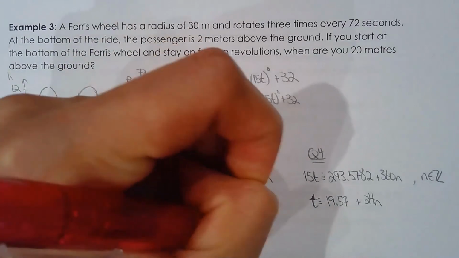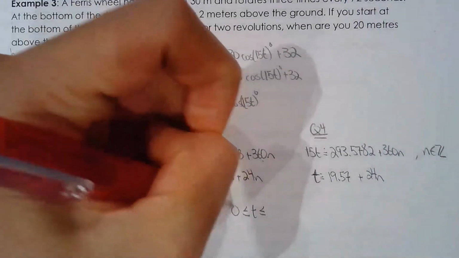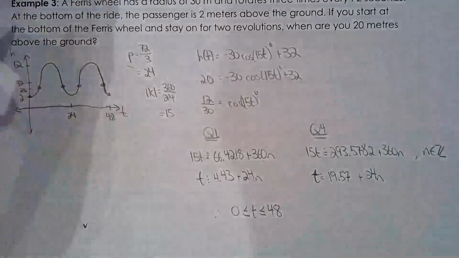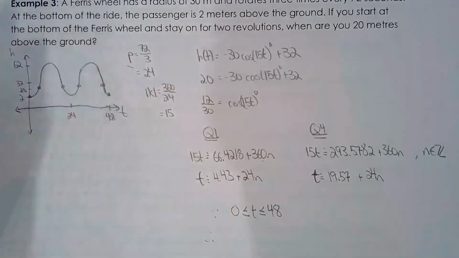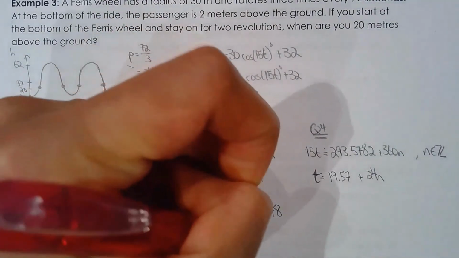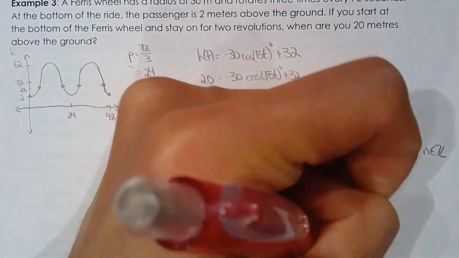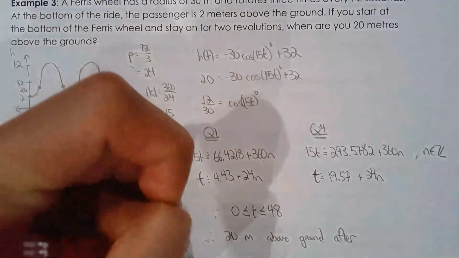About 43.57 seconds. You see these answers? These answers are between 0 and 48, which is exactly what makes perfect sense, because the rider is on this wheel for 2 revolutions. No more, no less. Okay, so I got my 4 answers. I'm very happy.